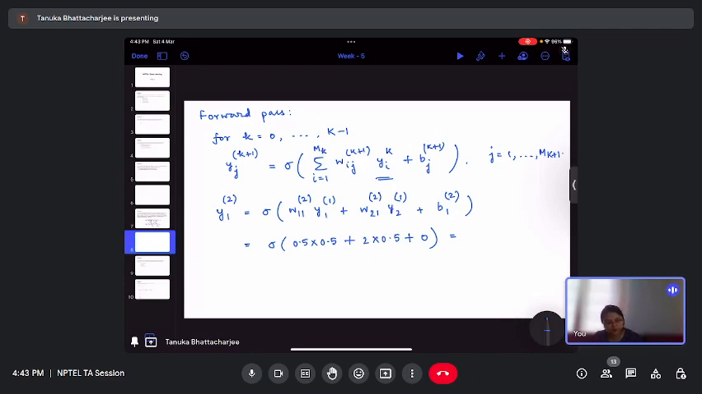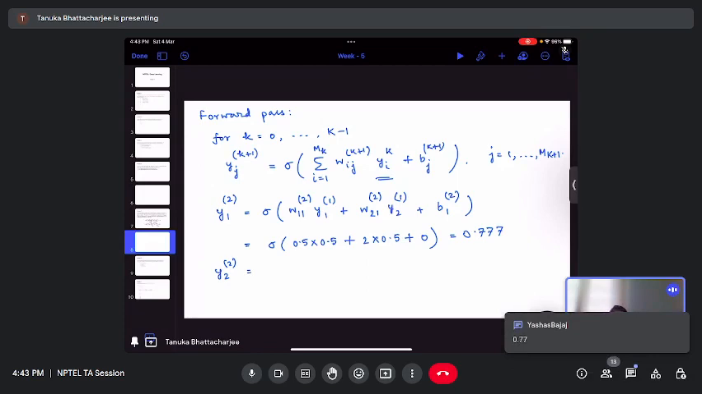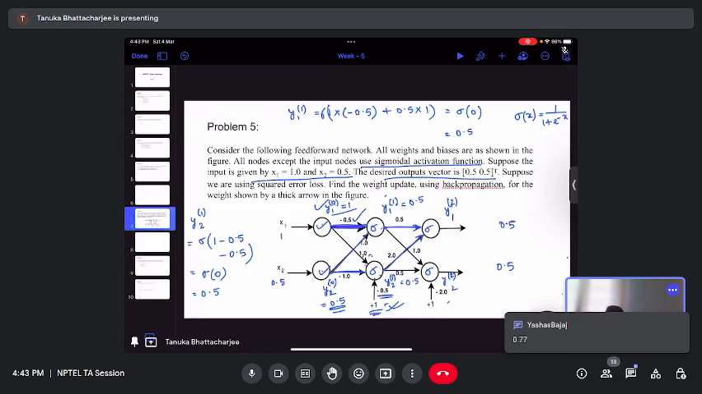So if you compute this, it will give us 0.777. Similarly, you will have to compute y22, 0.77. Yes, correct. Now the last one is y22. So how do you compute y22?